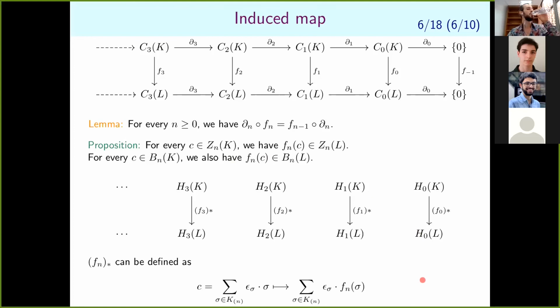Oh, and also an observation here. The boundary operators allow to link the chain spaces, right? But when we are at the homology level, there are no maps between these homology groups. All we have are these induced maps.